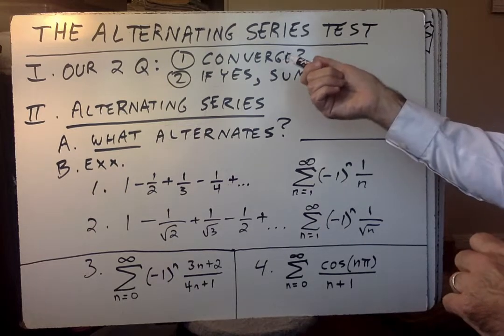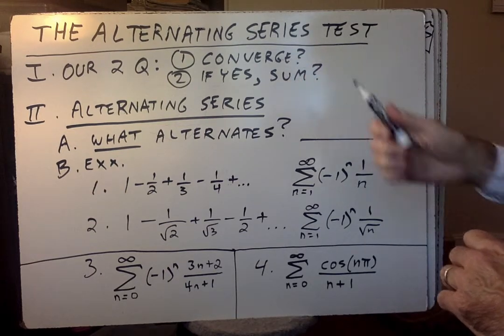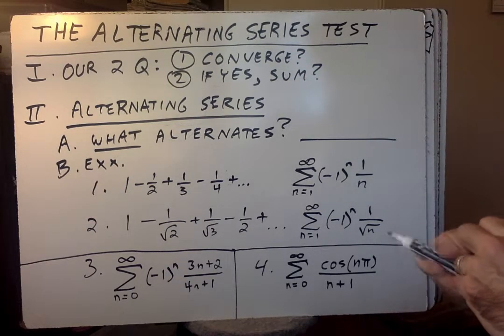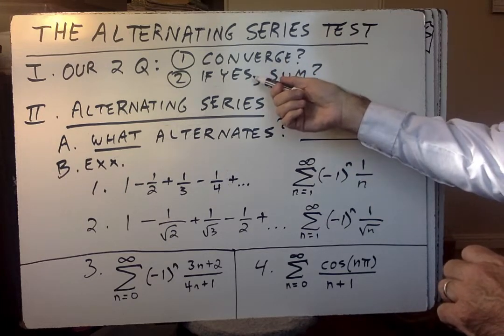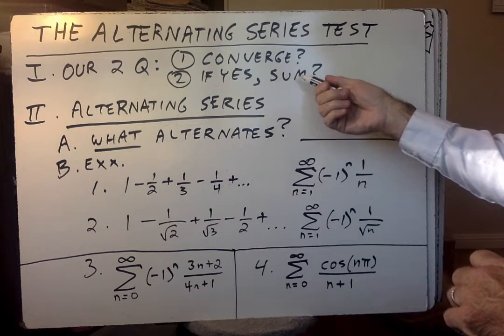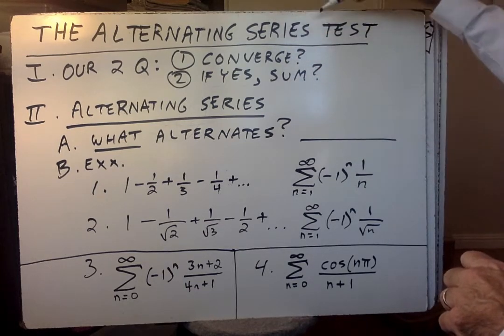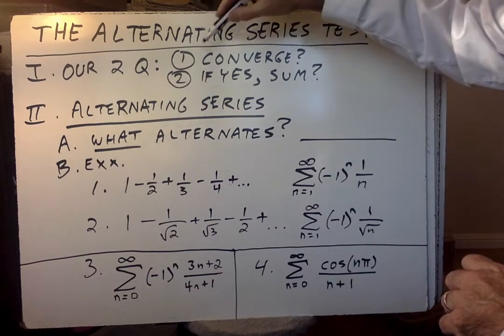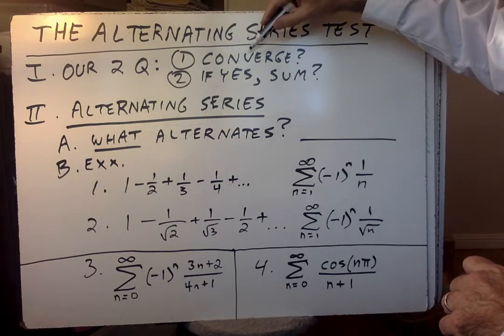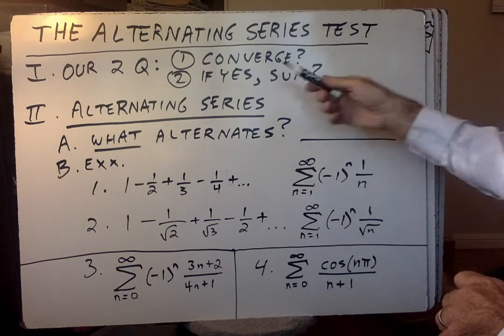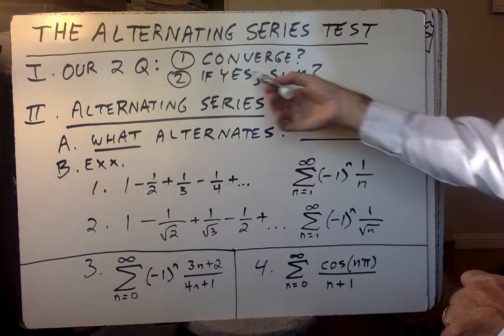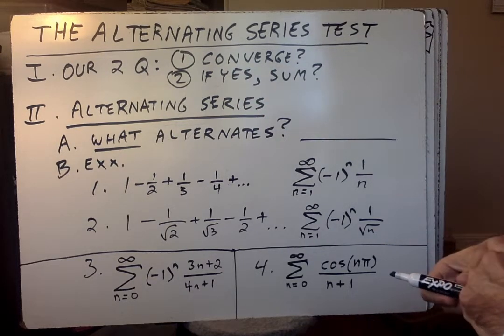To recap what we had before, when we're faced with a series in this chapter, we ask two questions. One, does the series converge? And two, if it does converge, is there a way to figure out the sum? What the alternating series test will let you do is answer the first question for a series that alternates. It has nothing to do with the second question, and generally when we have an alternating series, we cannot find the sum, so that's not involved in this video.